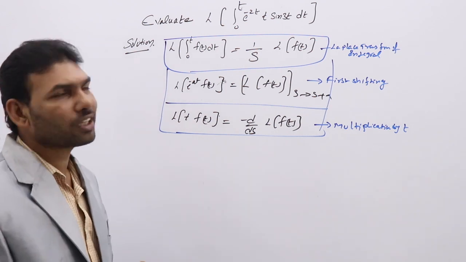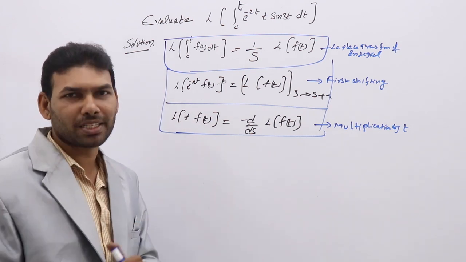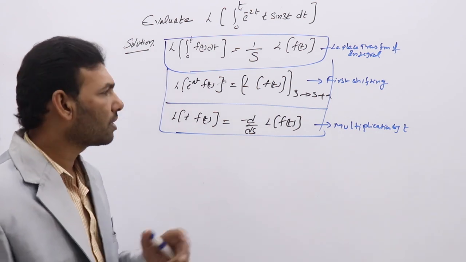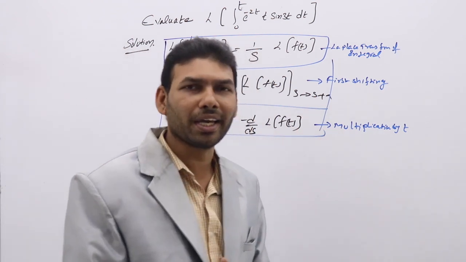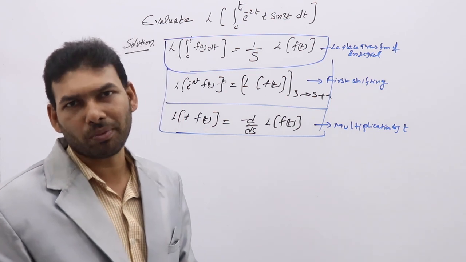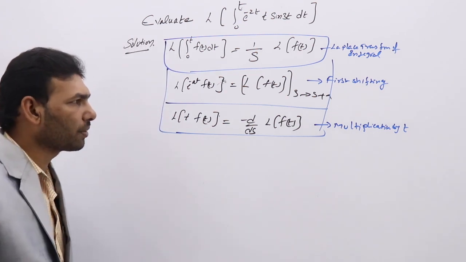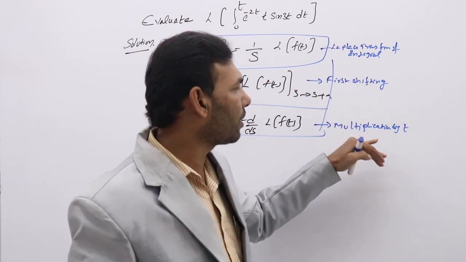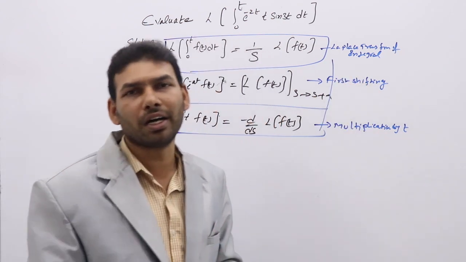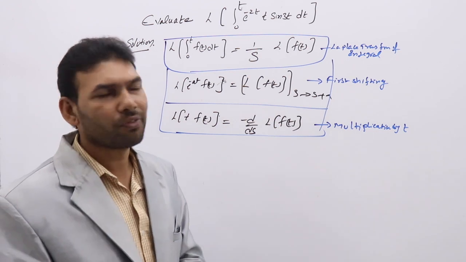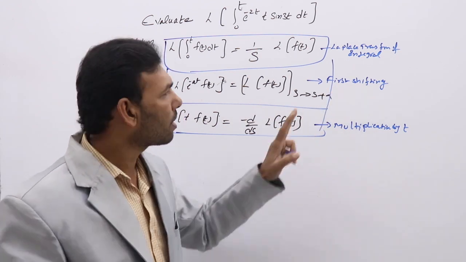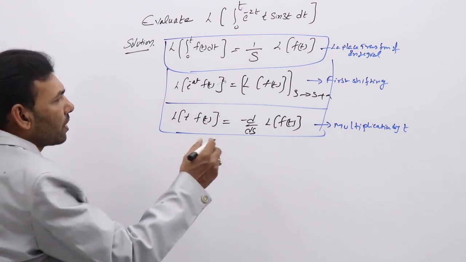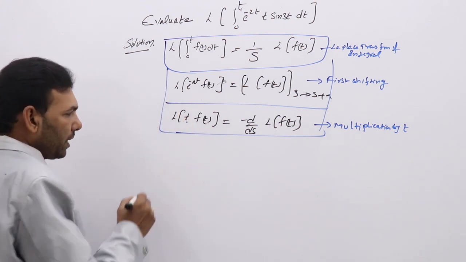Because first shifting theorem is easy, simply replacing s with s plus a or s with s minus a. But in the case of multiplication by t, you have to differentiate the Laplace formula. That's why, whether first shifting theorem with multiplication by t or with division by t, if you want to apply two principles in a product, prefer first shifting theorem at the end. So now first apply multiplication by t.